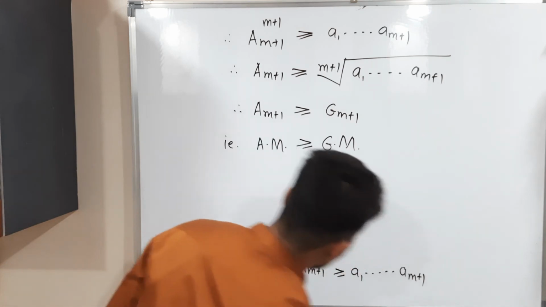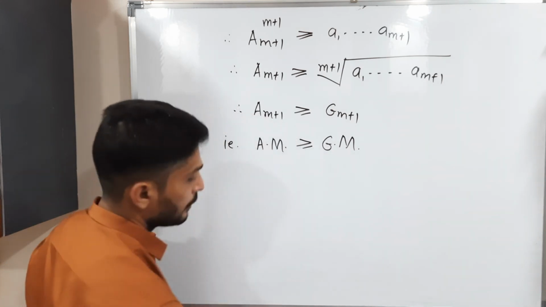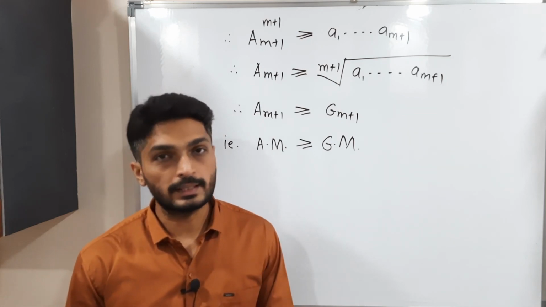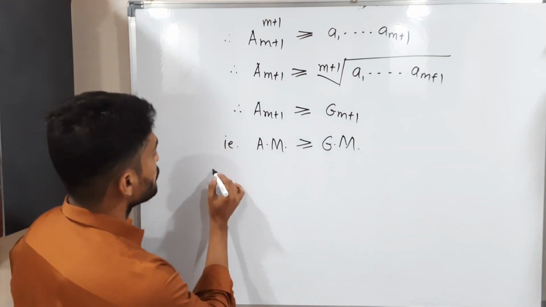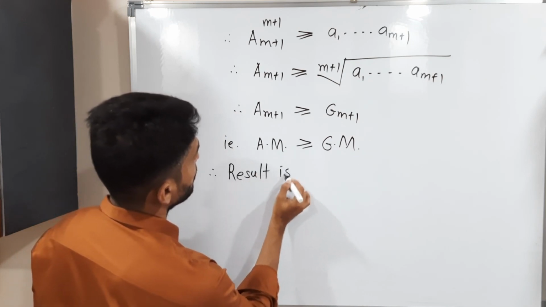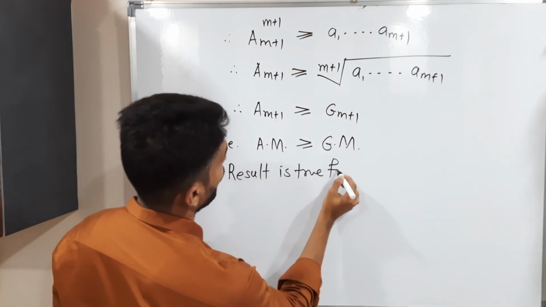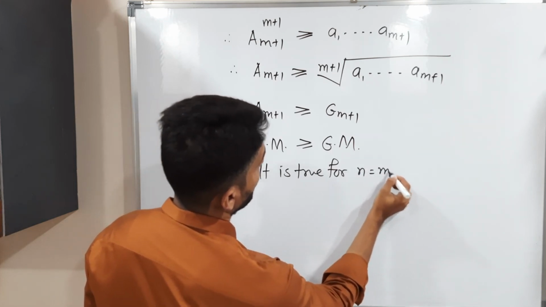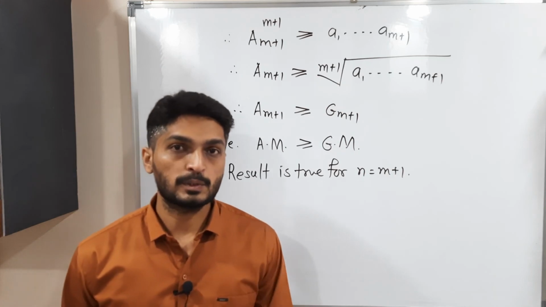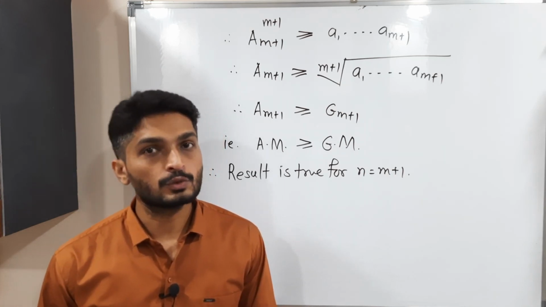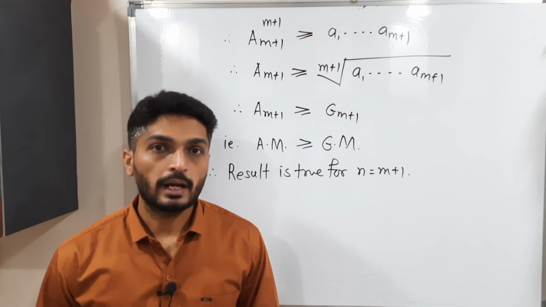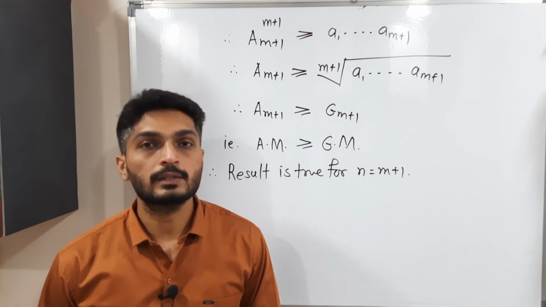Okay, so let me remove this part. So, therefore, we proved for m plus 1 real numbers also we get the same inequality. So, I will mention therefore result is true for n is equal to m plus 1. So, in this way we have done all these three steps. First we proved result is true for n is equal to 2. After that we assume result is true for n is equal to m. And again we proved result is true for n is equal to m plus 1.